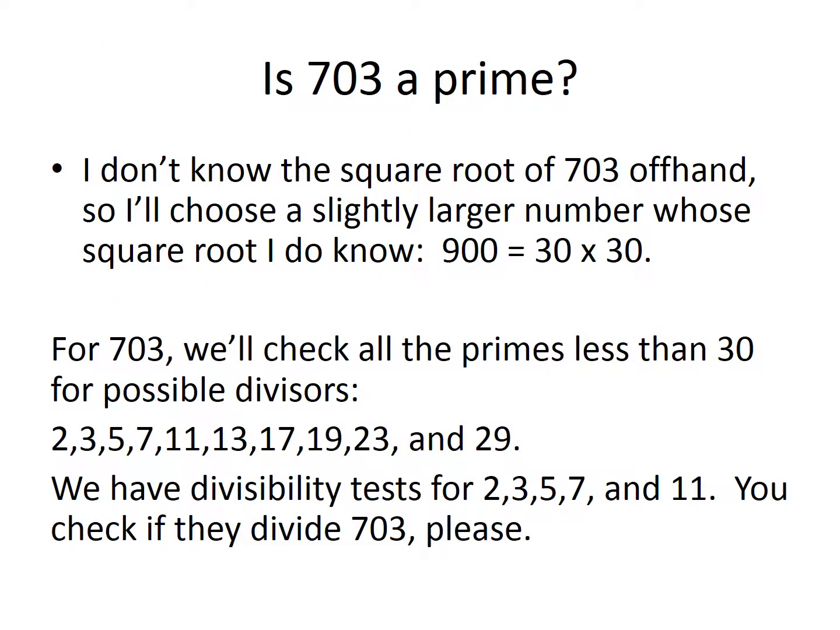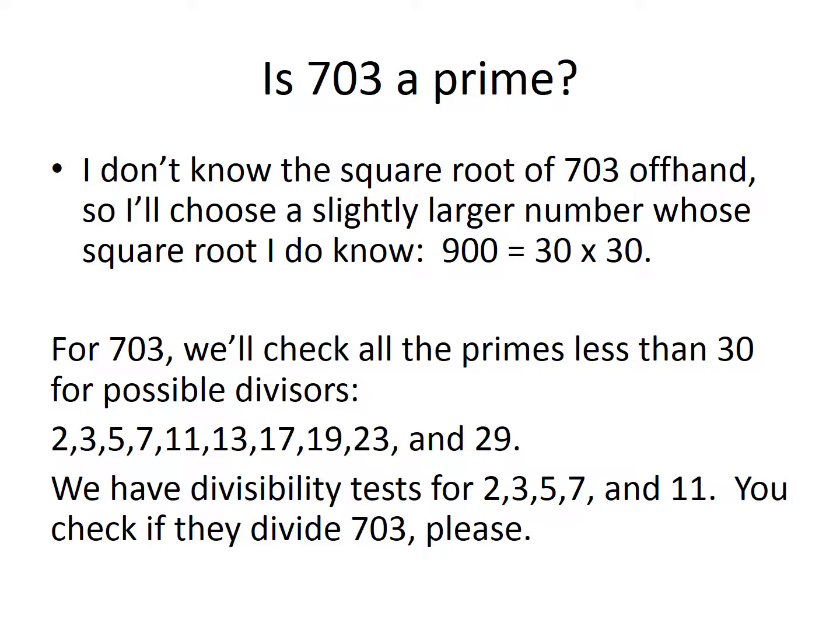So we have to start by thinking about the square root of 703, and I don't know what the square root of 703 is off the top of my head. So I'm going to pick something a little bigger, or actually maybe a fair amount bigger. I chose 900 because I know that that's 30 times 30. So it's a number whose square root I know that's a little bigger. If it's a lot bigger, all that means is I'm going to do a bit of extra checking. So I'm going to take all the primes less than 30, and I've written them down near the bottom of the slide. It's 2, 3, 5, 7, 11, 13, 17, 19, 23, and 29.